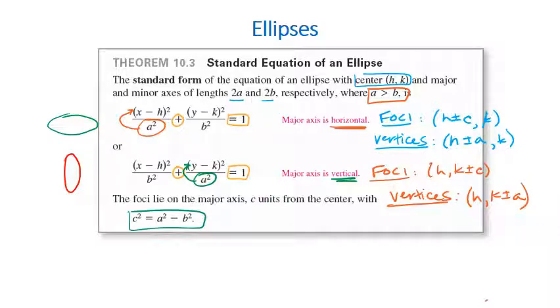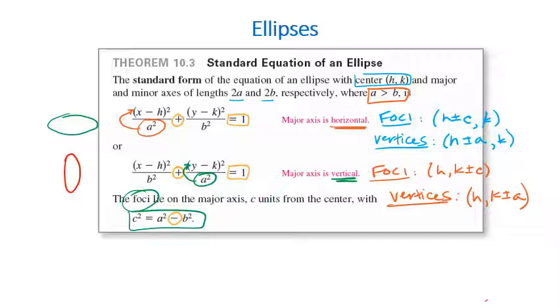Here's the equation to find the foci. The thing to notice here is that to find the foci, we have a minus sign. So be careful of these signs because these equations look very similar to a hyperbola, but the signs are opposite.